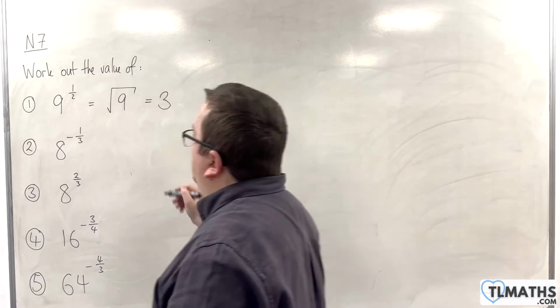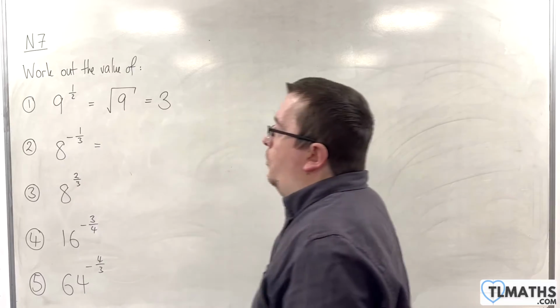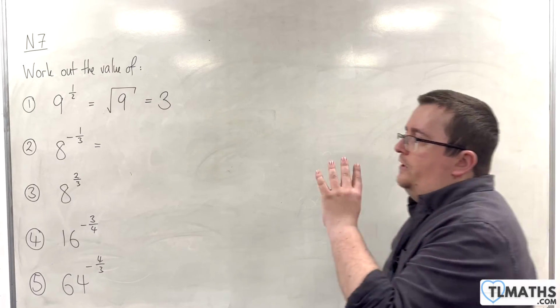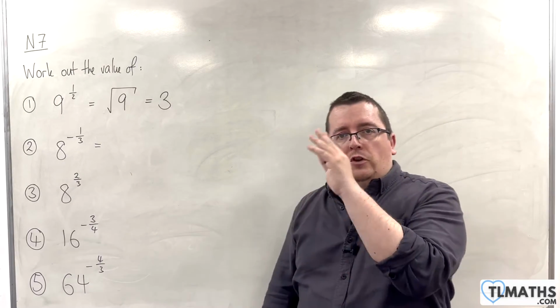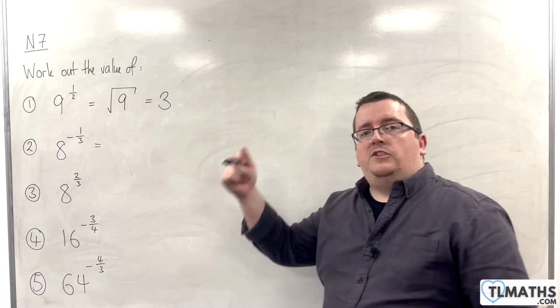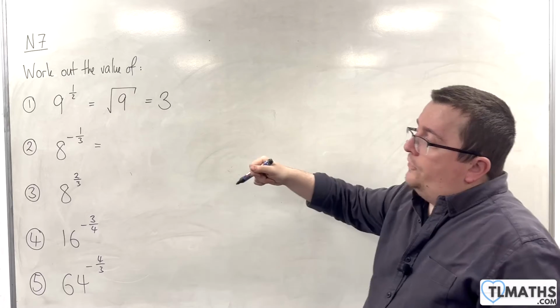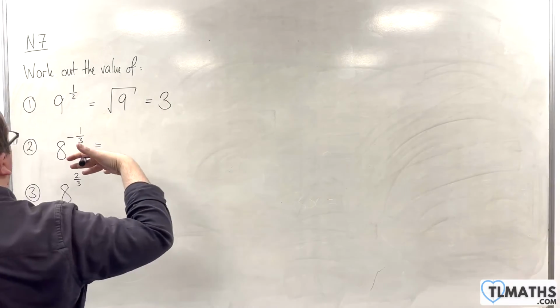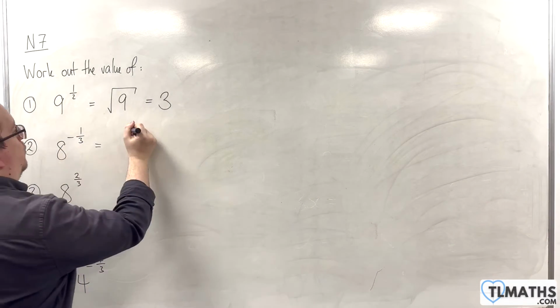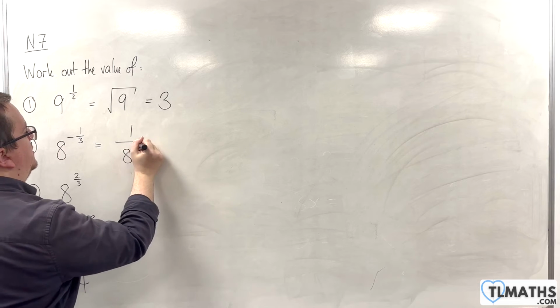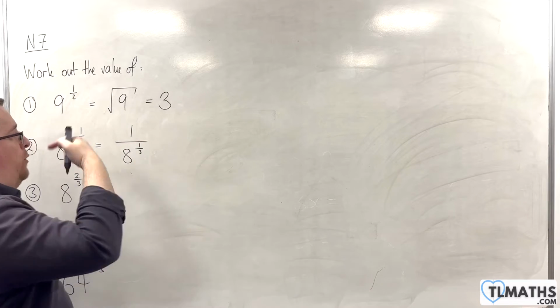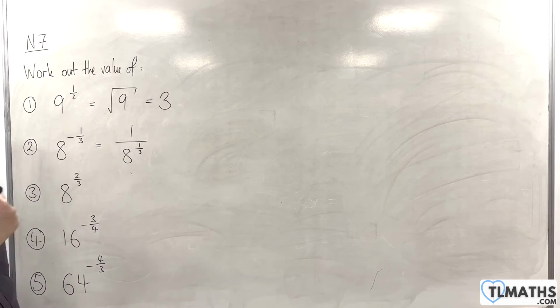Now the second one, 8 to the power of minus 1/3. The first thing I want you to do when you spot that you've got a minus in the power is deal with that first. The minus in the power means 1 over. So I can write that as 1 over 8 to the 1/3. So use the minus sign first.